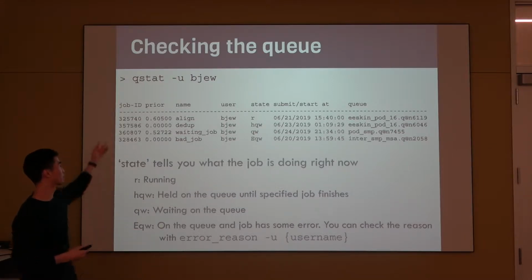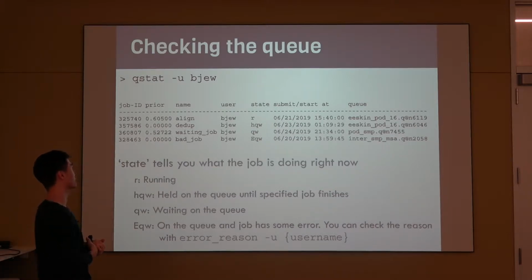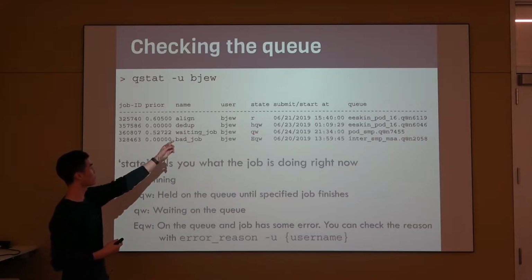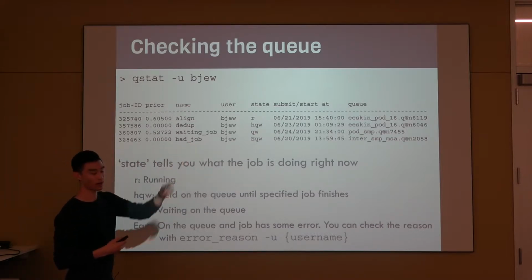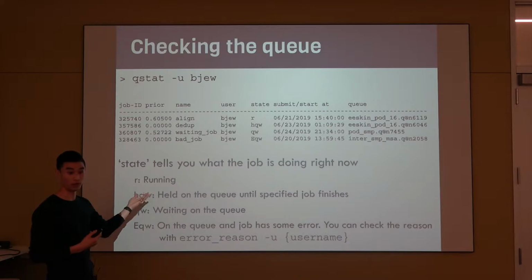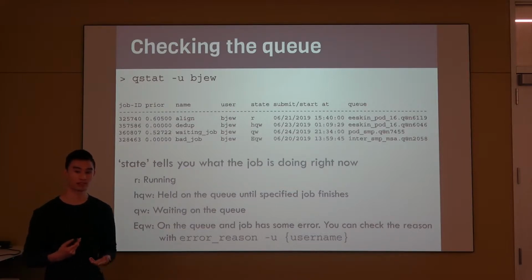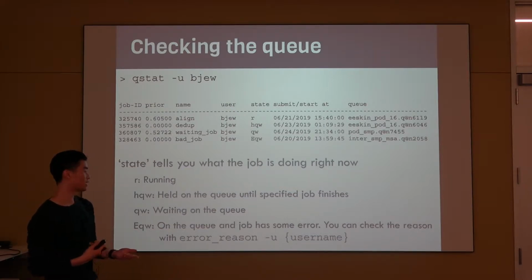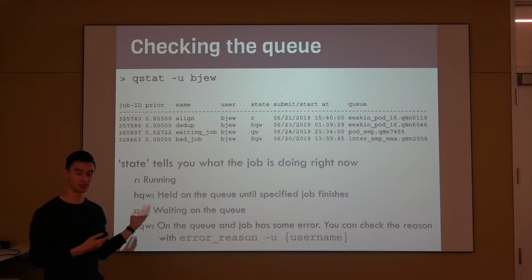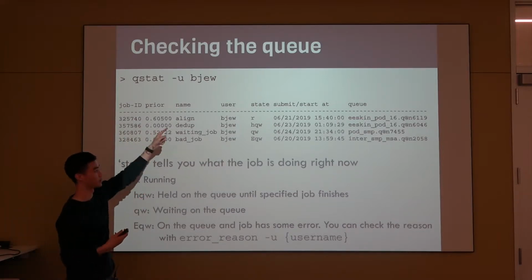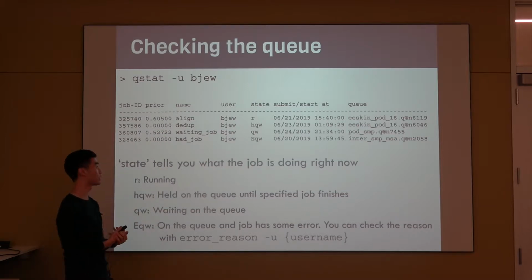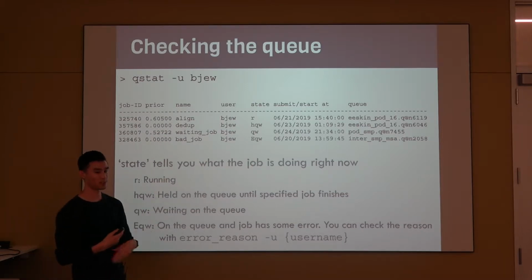And what you'll get here is this little output, and this tells you what jobs you have submitted and what they're currently doing right now. So this first job is my Align job. It's in state R. This means that it's running. The second job is hqw, and what this means is it's held on the queue. It's not going to run until its specified dependency finishes. This was submitted with the hold_jid option, and it's waiting for this job to finish before it will truly enter the queue. And then this qw just means it's sitting on the queue.